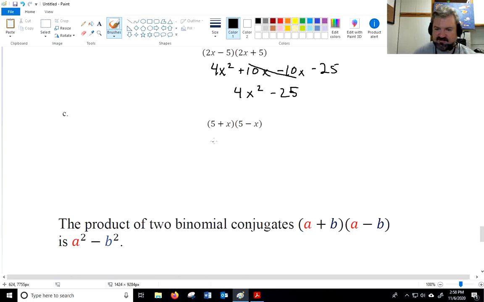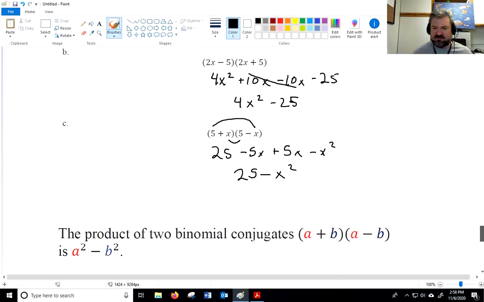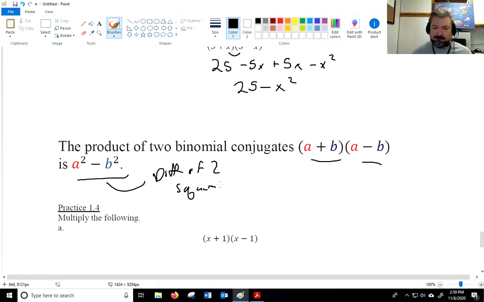All right, let's take a look at this one. 5 times 5 is 25. Minus 5x when you do the outer. And then plus 5x for the inner. And then the last. So we end up with 25 minus x squared. So notice that each time we end up with two terms that are perfect squares, subtracted. When they have different signs in the middle, we call them conjugates. a plus b, a minus b. And they always work out to a squared minus b squared. And this is commonly called the difference of two squares pattern. And that's going to be a really important pattern for us.